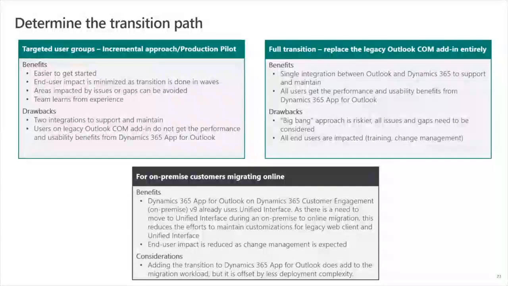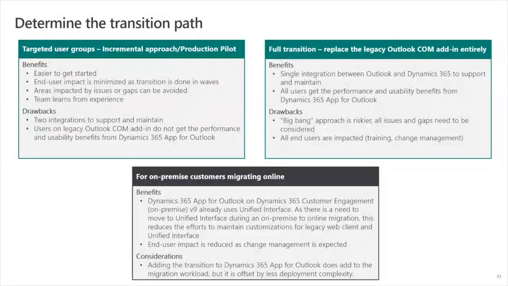Or you can also go for the full transition, so the big bang approach. So that way you have a single integration between Outlook and Dynamics 365 to support and maintain, and all users get the performance and usability benefits at the same time. The drawback is that, of course, it's riskier. If there are any issues or gaps, they really need to be considered before doing the migration. So that means really testing your business scenarios with your key users.